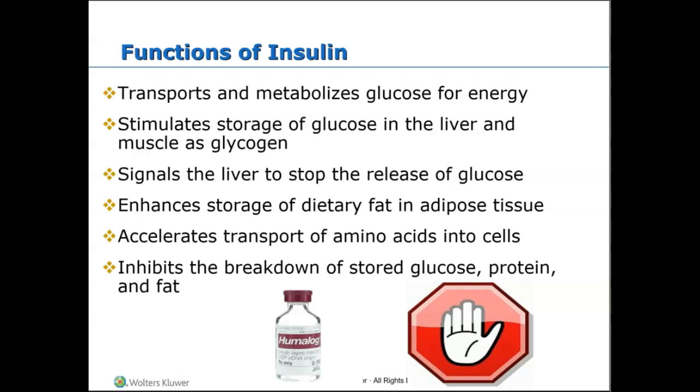The functions of insulin are listed on this slide. Please pause the video, take a moment, and make flashcards for them. Remember, we cannot live without insulin. So if somebody has type 1 diabetes where their body is no longer producing insulin, then they have to be given artificial insulin the remainder of their life.